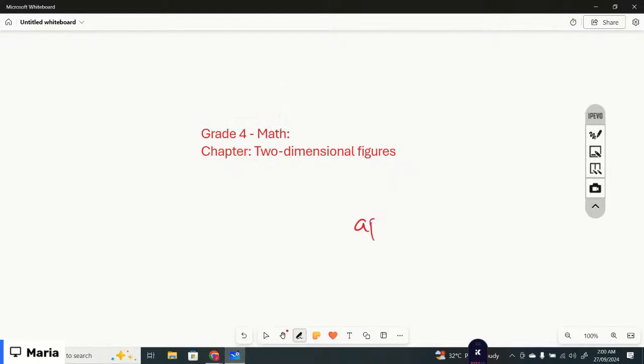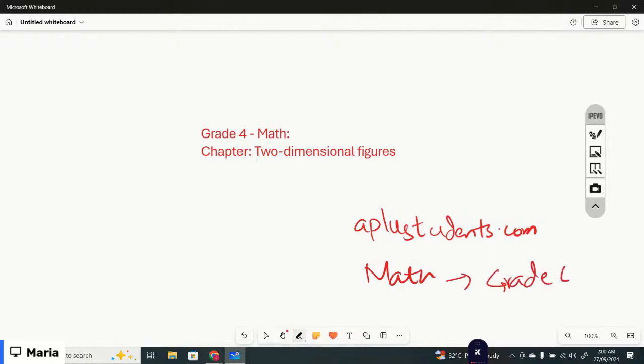You can find all the lessons on aplusstudents.com. You have to log in there using your email address, and the password is provided by the administrator. Then you have to select math from the subject tab. Scroll down to grade 4 math and then click on view all lessons. There you can find a list of the chapters.